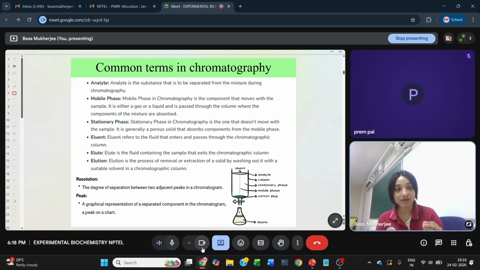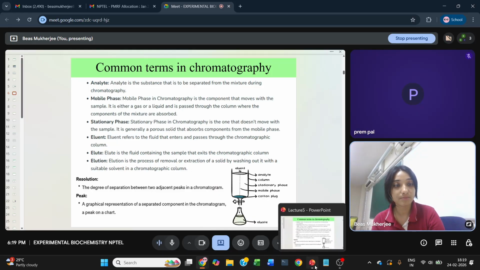Now we have peak. So what is a peak? A peak is a graphical representation of a separated component in a chromatogram. That means the absorbance of a particular solution is recorded. Initially it starts coming, then a lot of it comes out, and then very little is coming out at the end, right? So this is one peak. That means one particular type of thing has come out of the column.